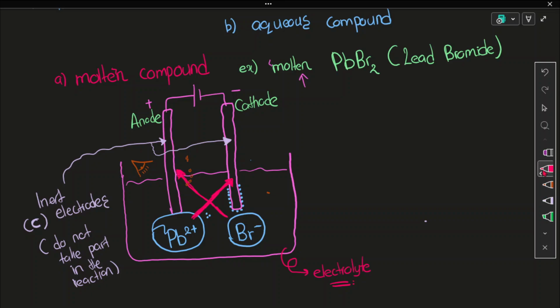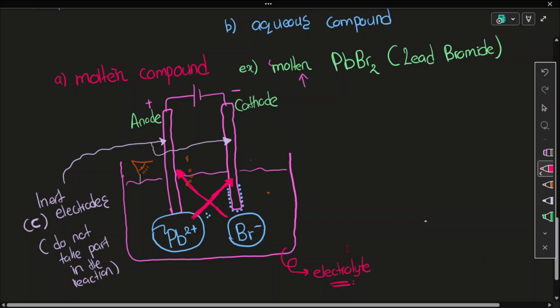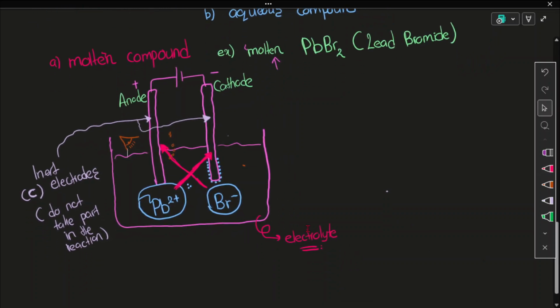Right, so recap, briefing, what exactly happened. The lead 2 plus ion went to the cathode, the Br minus ion went to the anode. Now what do we have? Here we have lead depositing, here we have bromine evolving. So the next thing, perhaps the most important thing that you're tested on in your exam, is electrolysis.